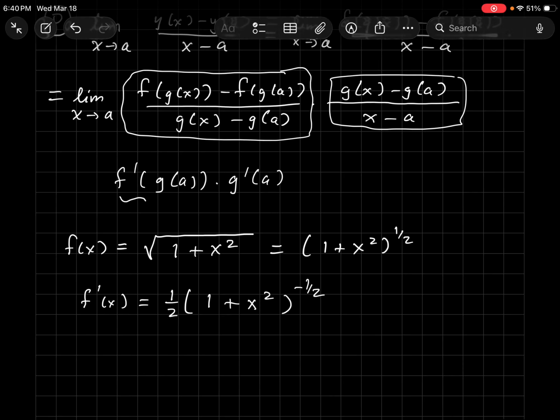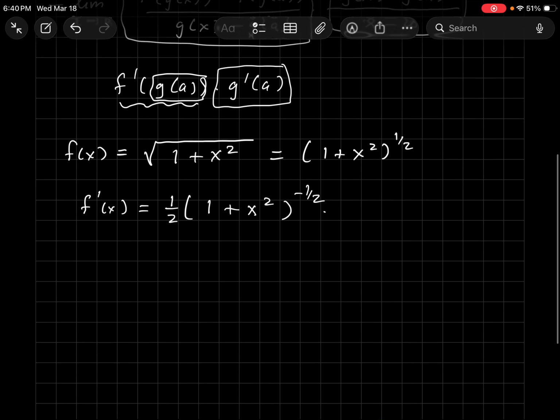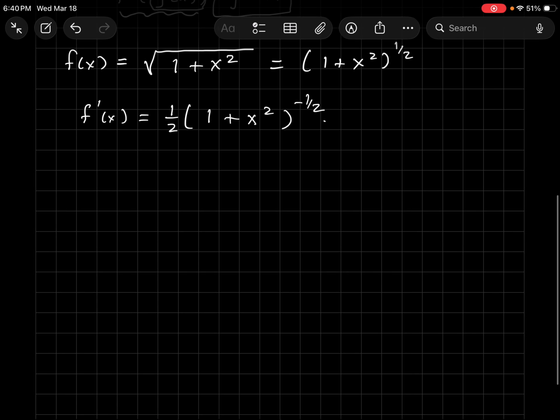That's what this is saying right here. Take the derivative of the outside part, and I don't do anything to the inside part, times the derivative of the inside part. So times the derivative of 1 plus x squared, or times 2x. And if we were to clean that up, we would get 2 over 2, and then we have x over the square root of 1 plus x squared.